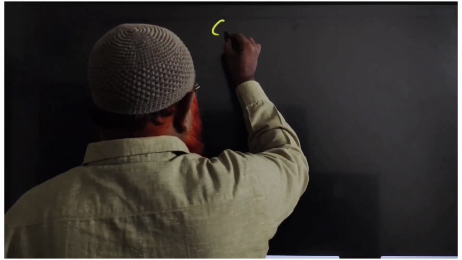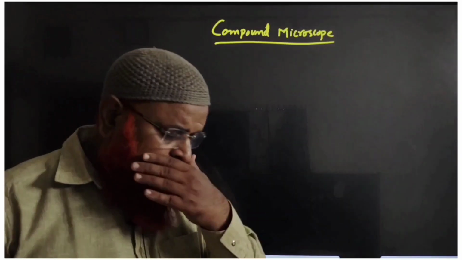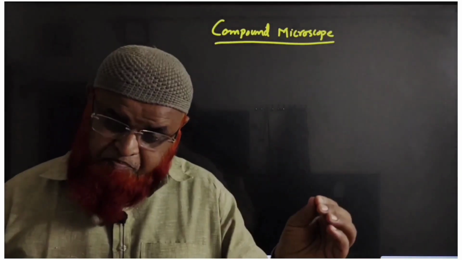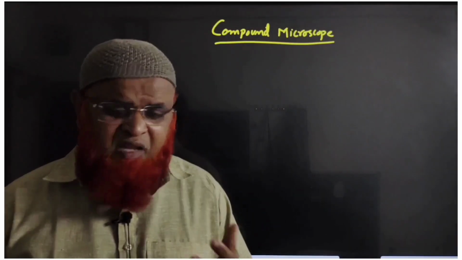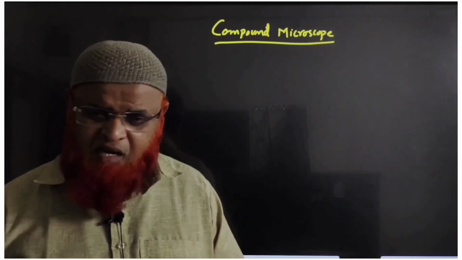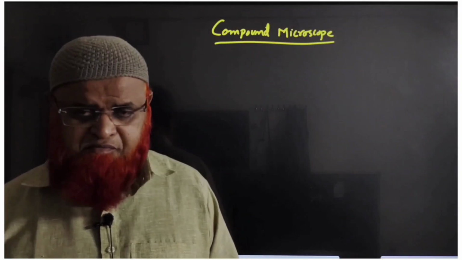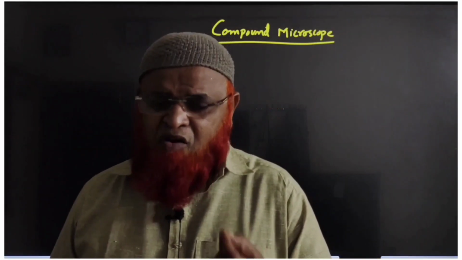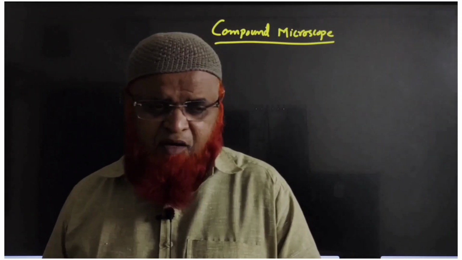Now, we shall discuss the meaning of compound microscope. First of all, what is the meaning of microscope? Why is the name given as microscope, whether it is a simple microscope or a compound microscope? It is a scope for seeing microorganisms which are very small and cannot be seen by the naked eye. That is said to be a microscope. You can see small bacteria and small fungi with the help of microscopes.